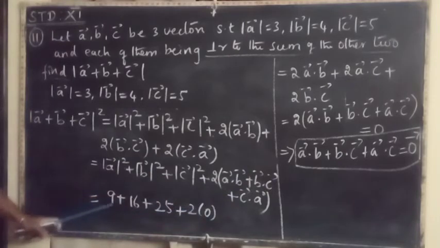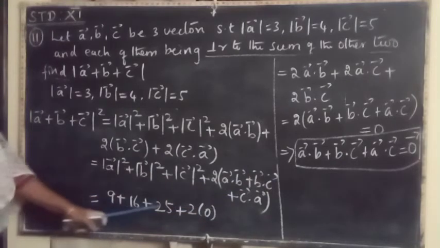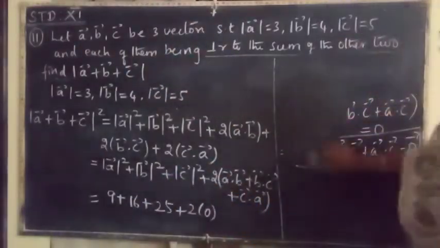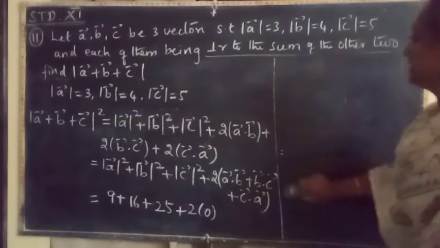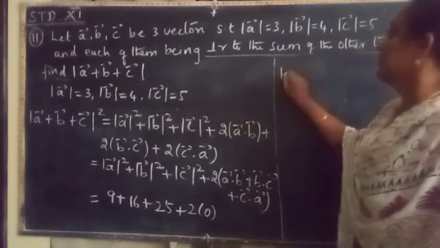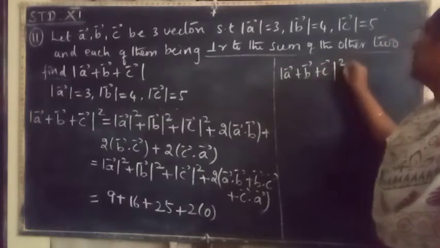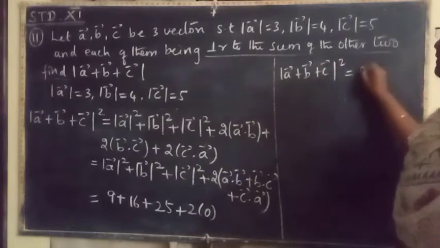0. So 9 plus 16 is what? 25. 25 plus 25 is what? 50. Yes. Now the value I get here is, modulus of A vector plus B vector plus C vector the whole squared is equal to 50.